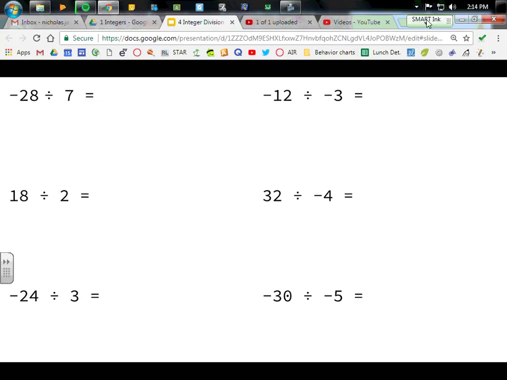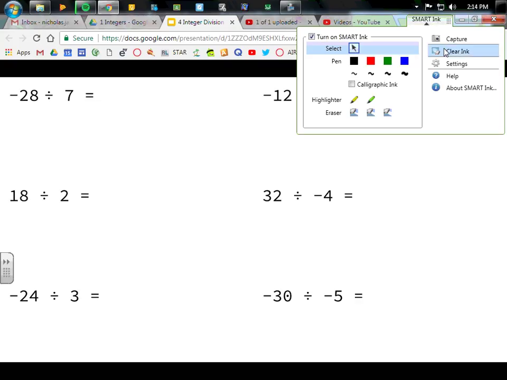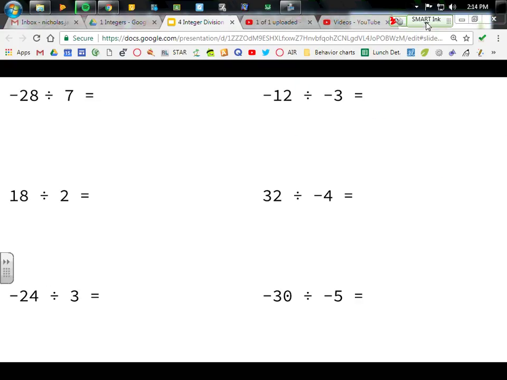Let's do a few more practice together. All right, so just like before, I'm going to go through my problem set, and I'm going to mark whether my answers will be negative or positive. So this first problem, I've got a negative divided by a positive, so my answer will be negative. Second problem, a negative divided by a negative, my answer will be positive.